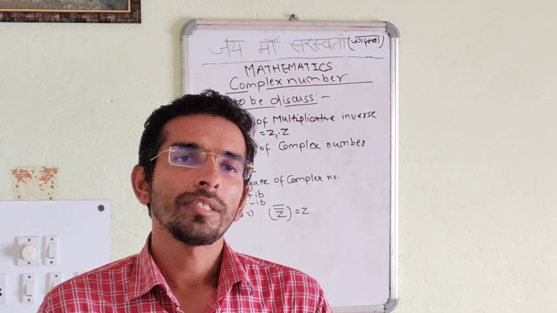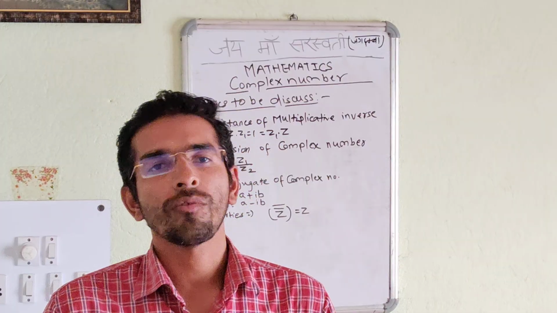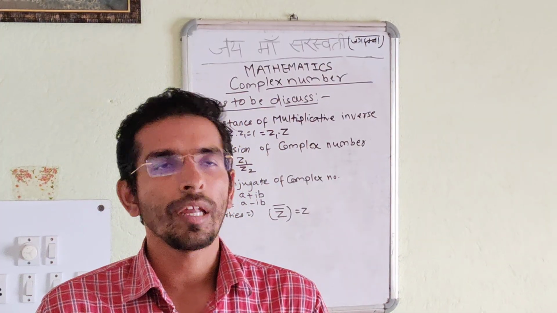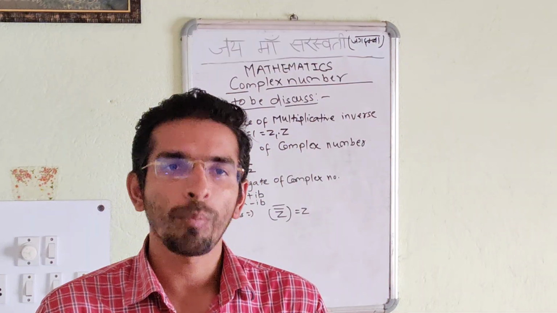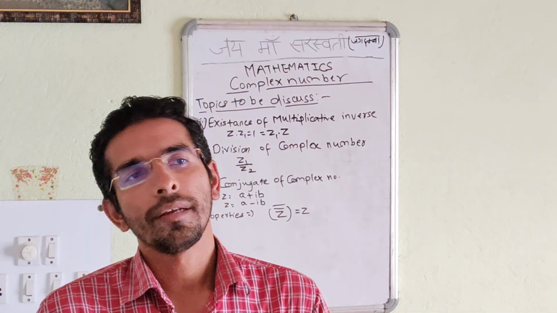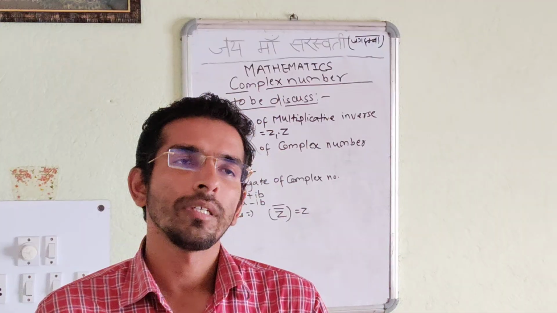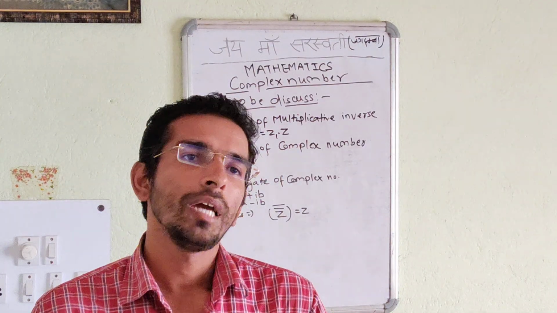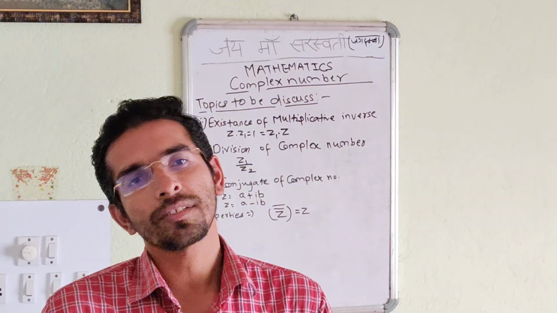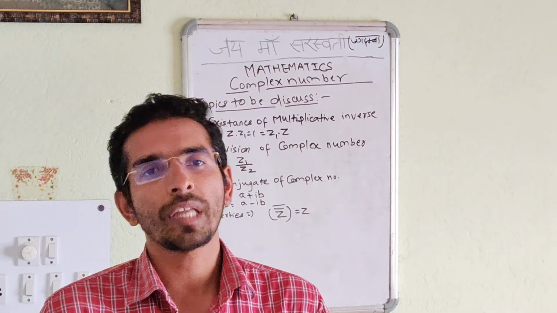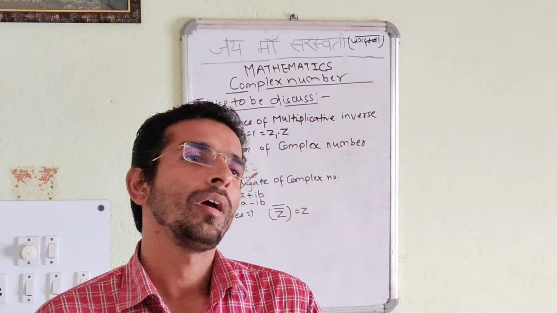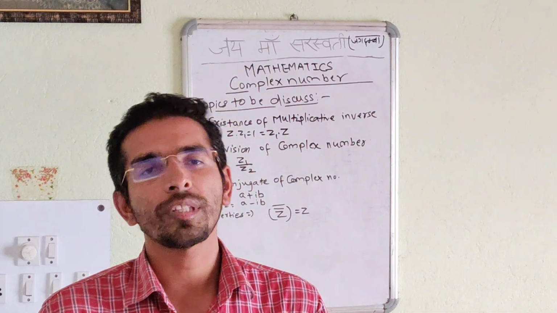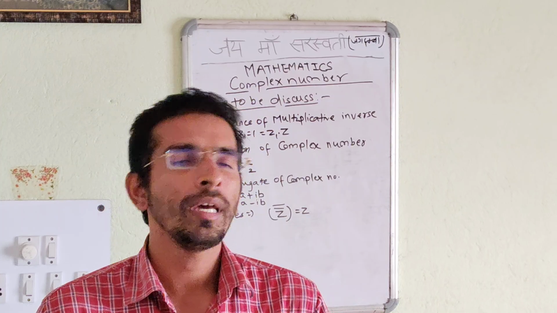We denote a complex number in the form z = a + ib, where a represents the real part and ib represents the imaginary part. So far we have discussed addition of two complex numbers, the properties associated with addition, subtraction of two complex numbers, and the properties associated with subtraction.